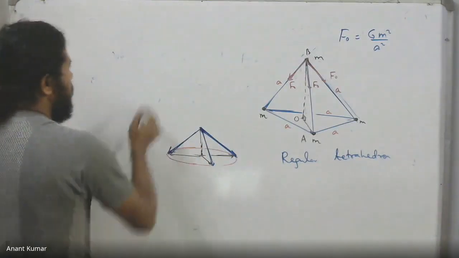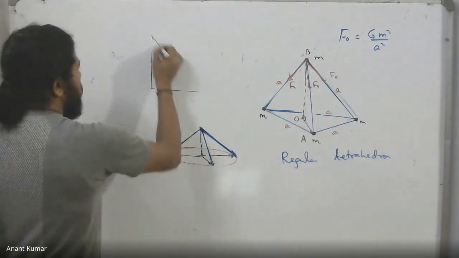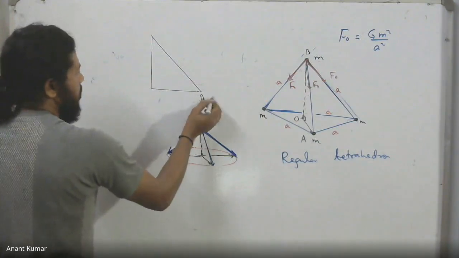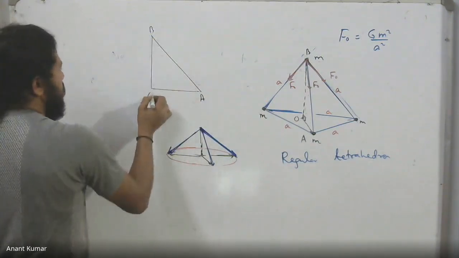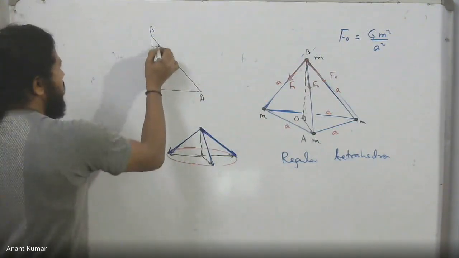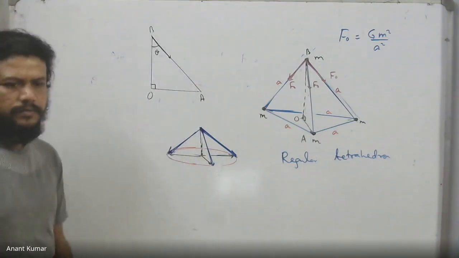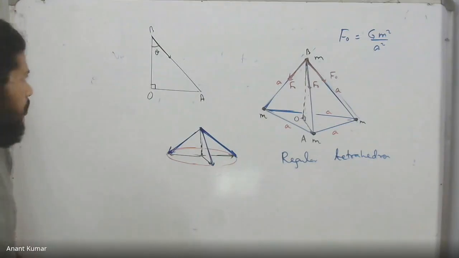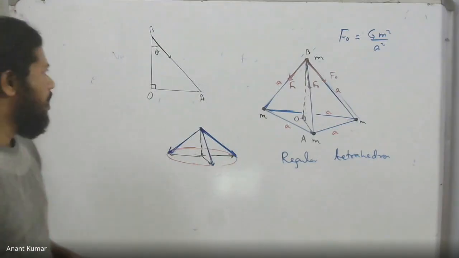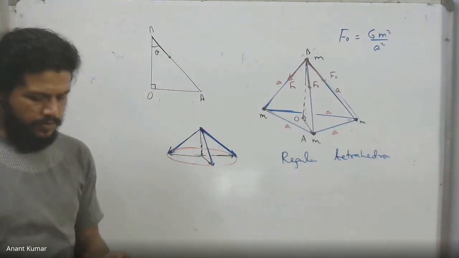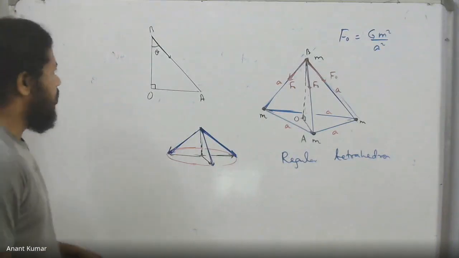So I'm just looking at the right triangle. This is A, that is B, and that is O. This is 90 degrees. This angle is theta. F naught acts along this direction actually. I require therefore net force cos of theta. Okay. Now, how to find out cos theta?